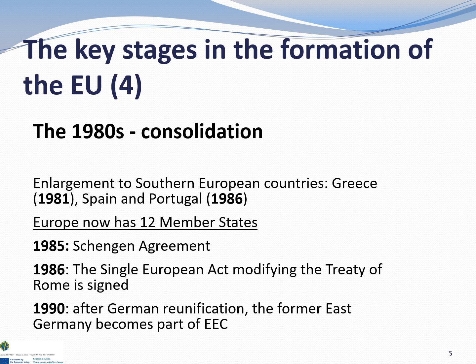The 1980s are the years of the consolidation. We are able to see a new enlargement to southern European countries: Greece, Spain, and Portugal. Europe now has 12 member states. In this period, in particular on the 14th of June 1985, the Schengen Agreement was signed.